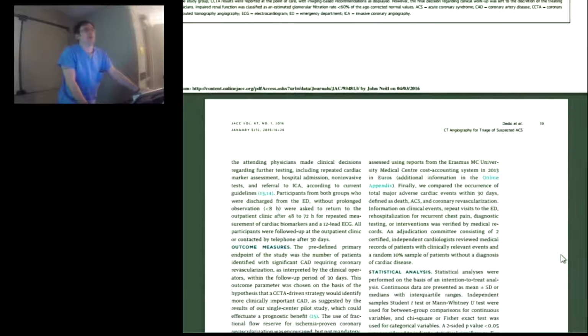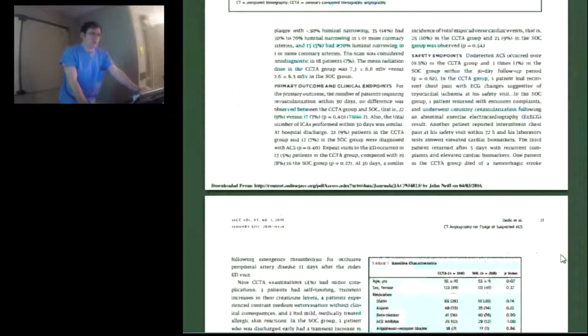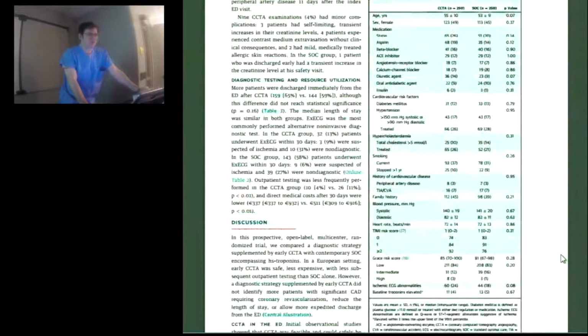Say that again. They enrolled 500 patients, 47% female. You go to table one. It's kind of a moderate risk population. There's not a ton of risk factors. A lot of them have hypertension, or probably one sixth of them have hypertension.